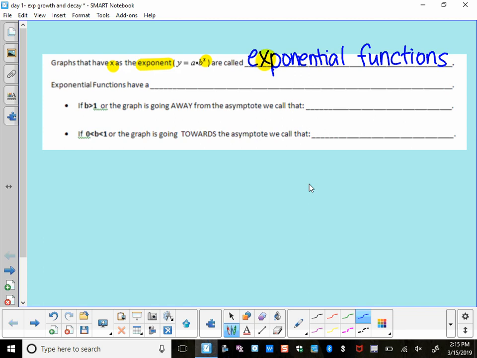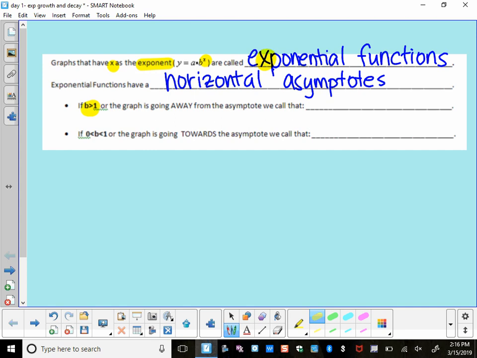Okay? Exponential functions have a horizontal asymptote. We learned about asymptotes last unit. For this lesson, we're only doing horizontal asymptotes. A horizontal asymptote's left to right. It's horizontal. You're thinking about your y-axis. The y-axis goes up and down, but horizontal means we're going left to right.